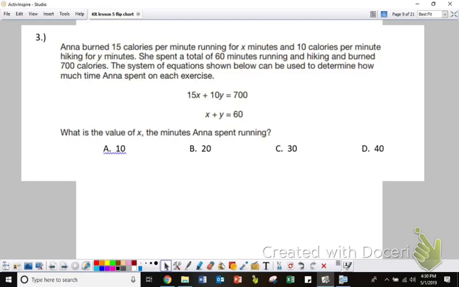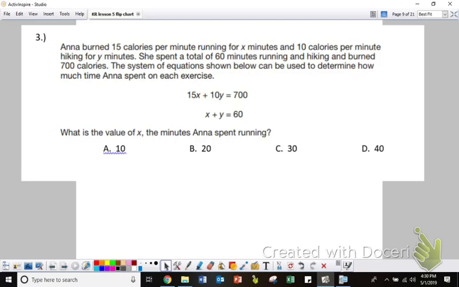Number 3, this one's very familiar, hopefully, because we just had this one yesterday during the Derby questions. So again, we're looking at how many minutes did Anna spend running? Okay, so I won't read the problem over again. I read it yesterday. So what I would do, and I think it's the easiest way to do it, is try out these numbers and plug them in.